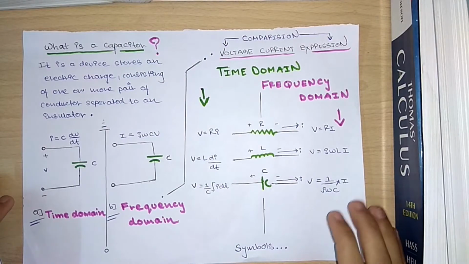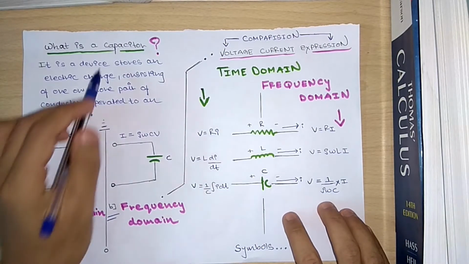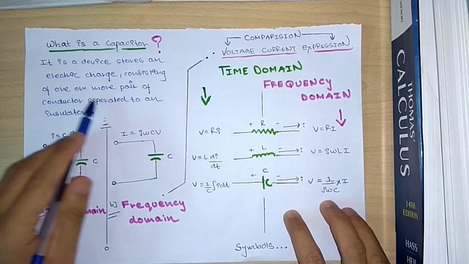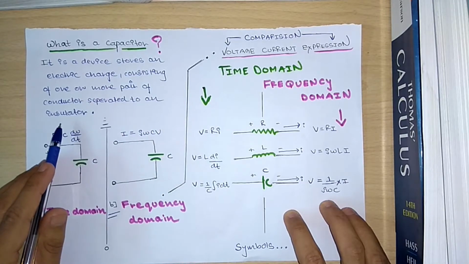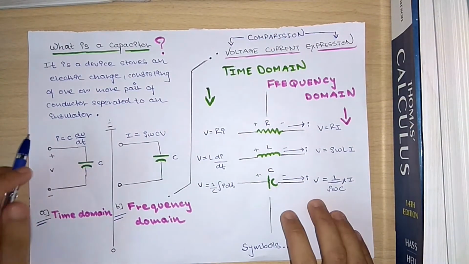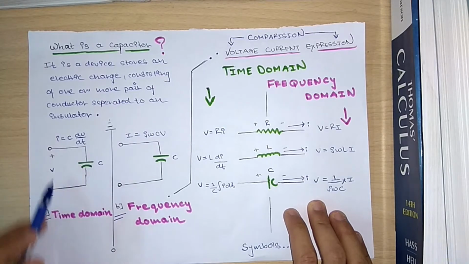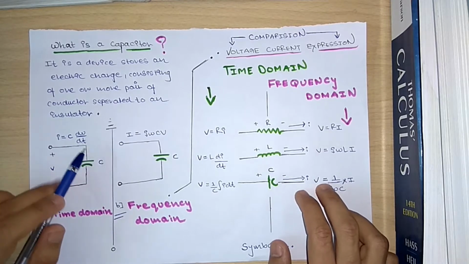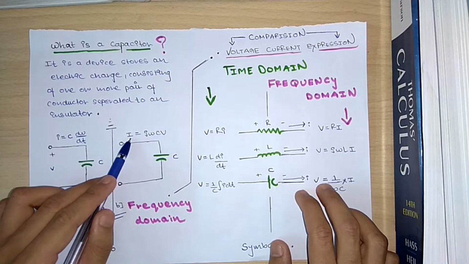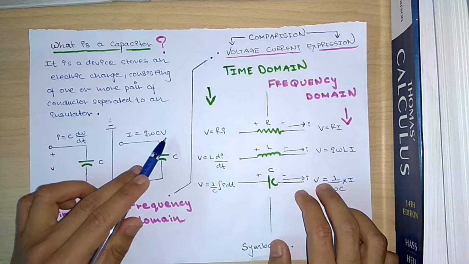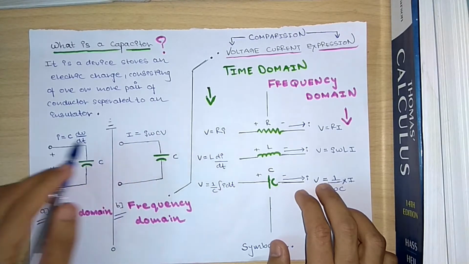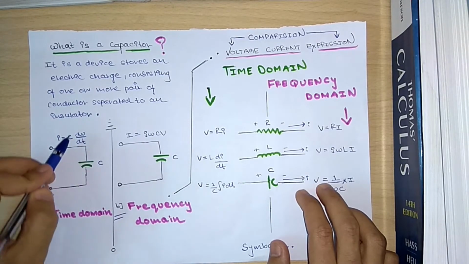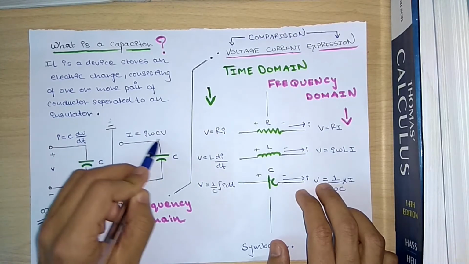Now coming to the third element of a circuit, which is the capacitor. It can be described as a device that stores an electrical charge, consisting of one or more pairs of conductors separated by an insulator. Here, we are representing the capacitor in the time domain as i equals C dV by dt, which can be simply expressed in the frequency domain as I equals j omega C into V. How we got to this can be simply done by changing the current and voltage both into their complex form and then differentiating the voltage, and hence getting this form.